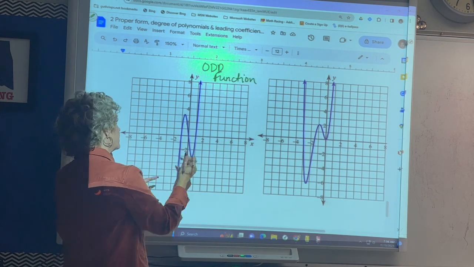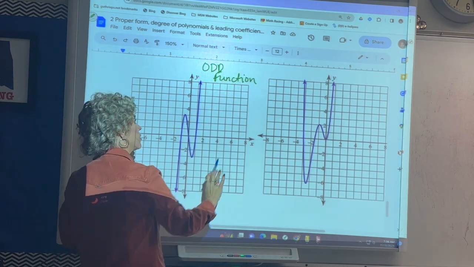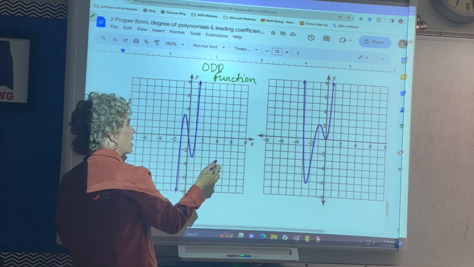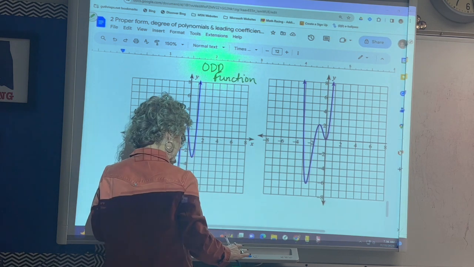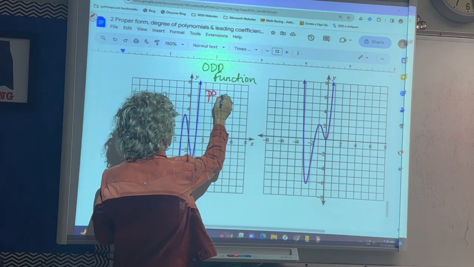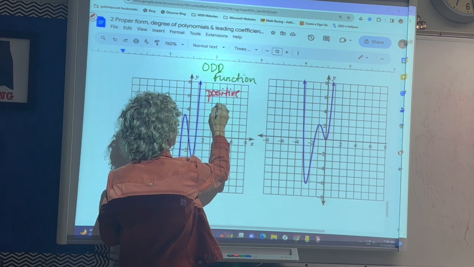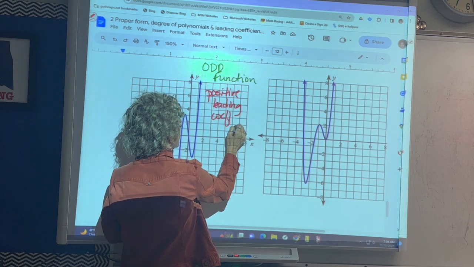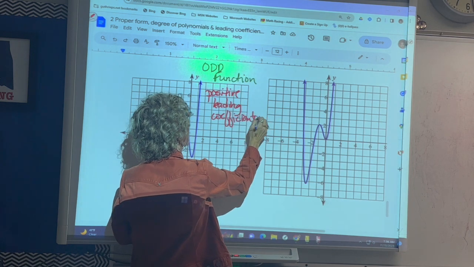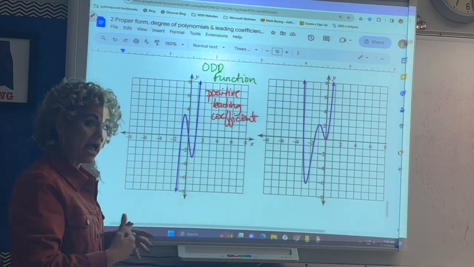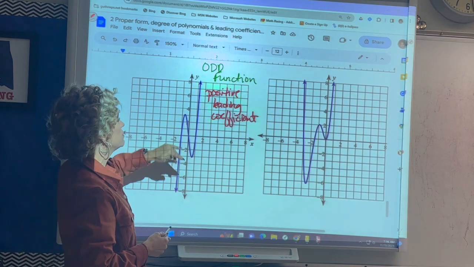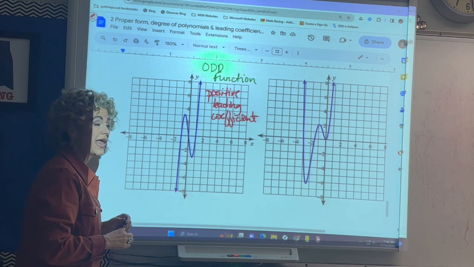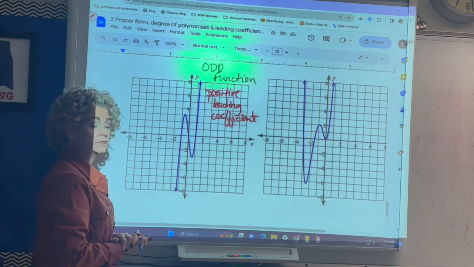The next thing: my left is down, my right is up. So left is going where it's supposed to. Left is negative, right is positive. So, and let's write it in red, I have a positive leading coefficient. This is a graph we have not seen before, but we are able to identify that it is an odd function, and that it does have a positive leading coefficient. That's all we're asked to do right now.